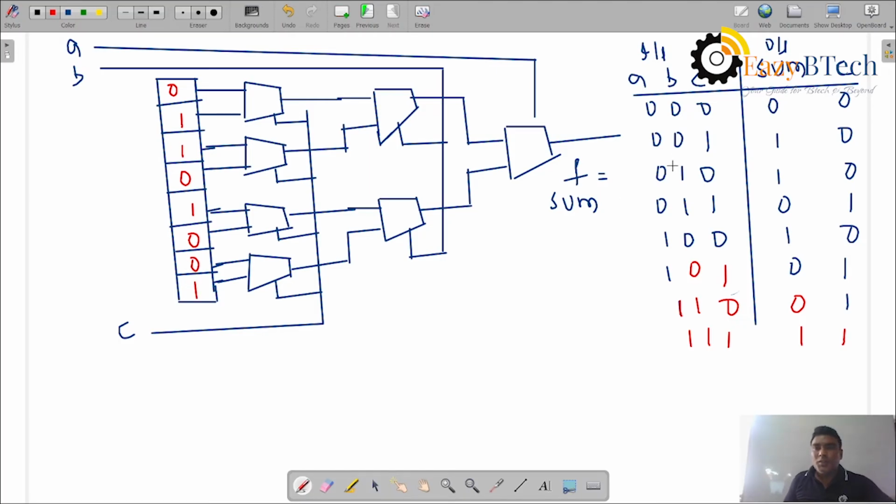So the three inputs are the A, B, C inputs. The stored bit will be taken as 0 0 0, and this first bit will be the sum value output, and 0 0 1 according to the inputs. Then the sum output will be taken. The selection inputs are given to the multiplexers, and the data output will be taken.